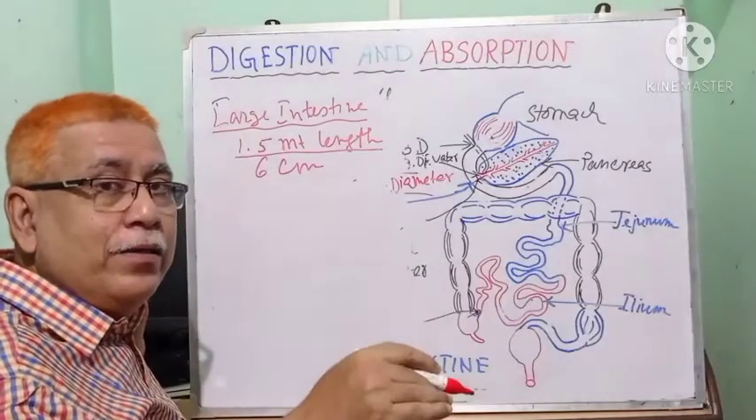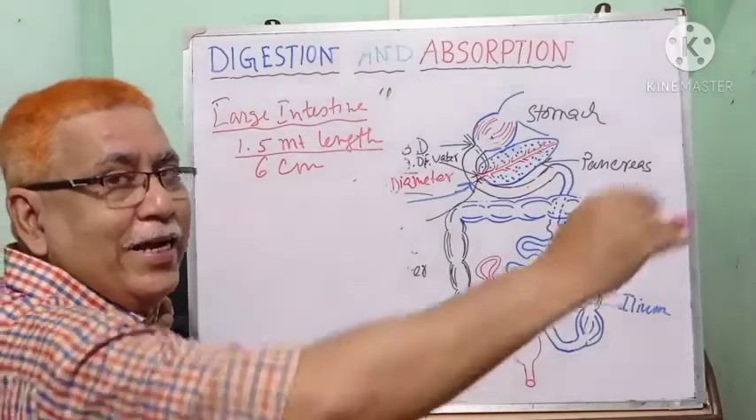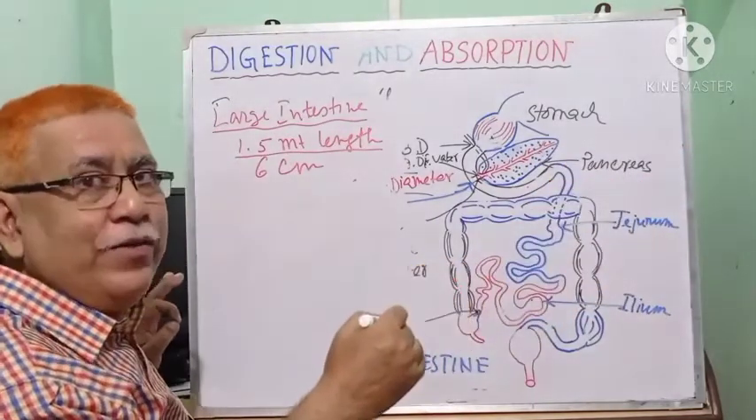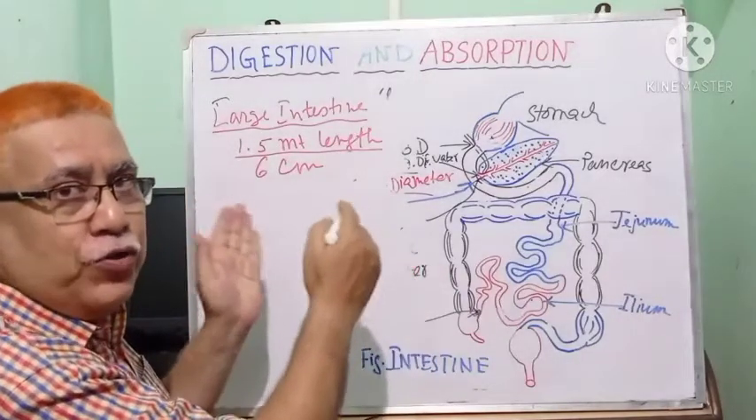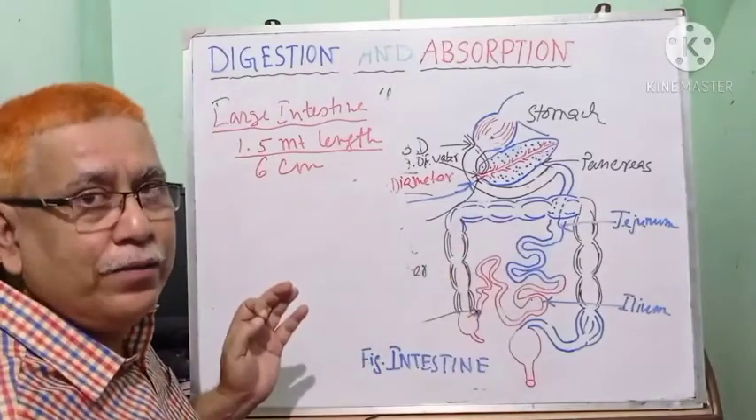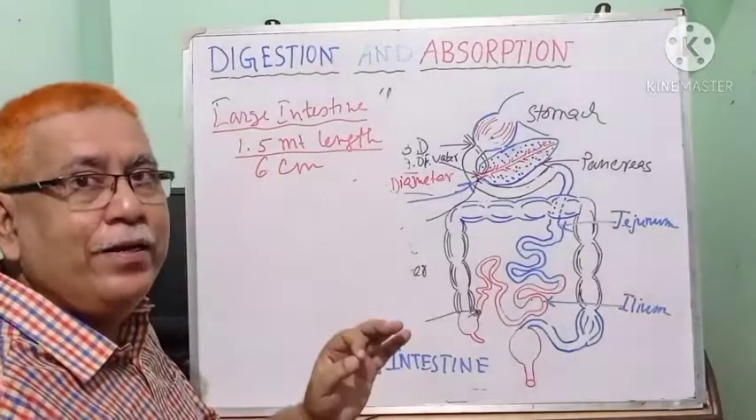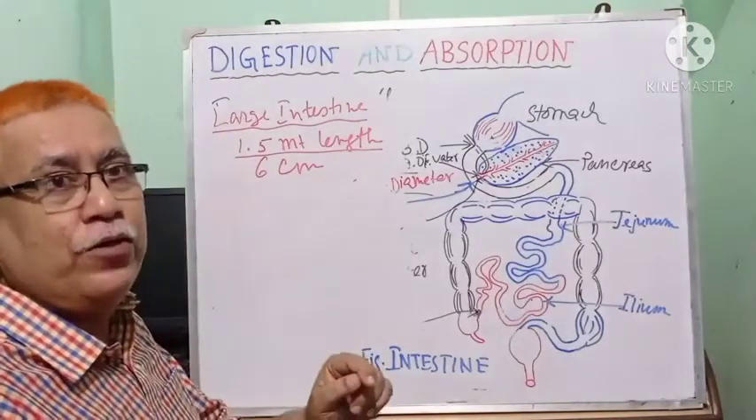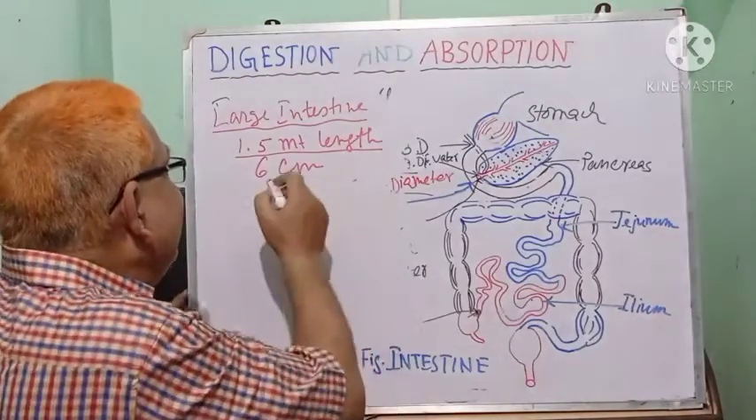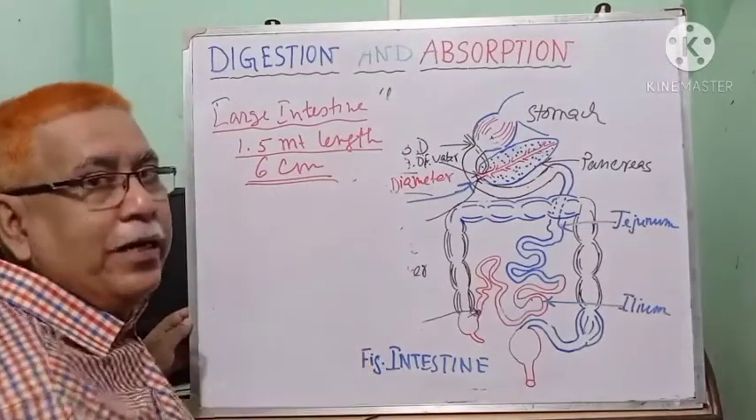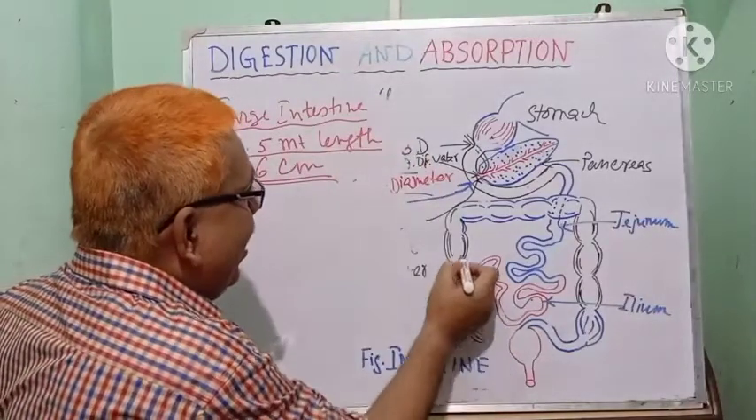Then why is the small intestine called small, which is larger in length, and the large intestine, which is smaller in length, called large intestine? Why? Diameter of the small intestine is 2.5 centimeter, so it is small intestine, and diameter of the large intestine is 6 centimeter, and so it is large intestine.